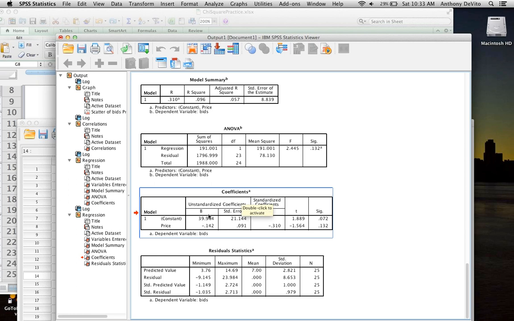Remember, the coefficients give us the numbers that we need for our formula that predicts the relationship, in this case between the number of bids and the price. So the number of bids is equal to 39.94 plus negative 0.142 times the price. Okay, so this gives us our formula for that equation. That's our slope, or the number we're multiplying the independent variable, price, by. And this is our y-intercept, or the number that we're adding to that formula.